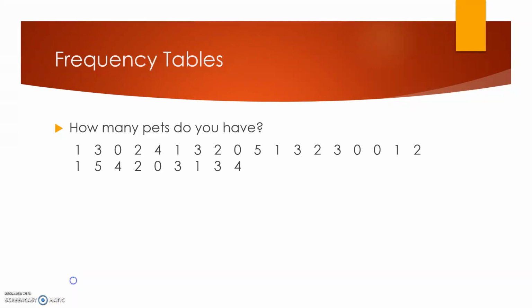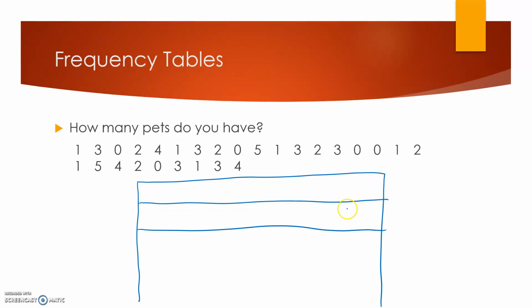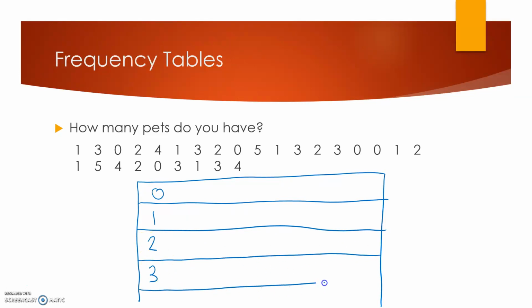Okay. So I'm going to make my frequency table. I'm going to have 0, 1, 2, 3, and 4. All right. So I'm going to have the tally here in the middle. I'm going to have the frequency here.